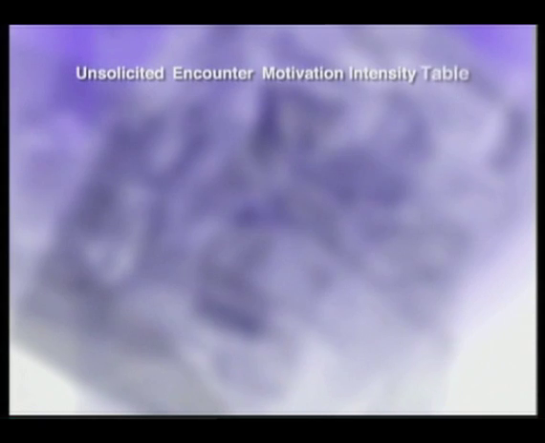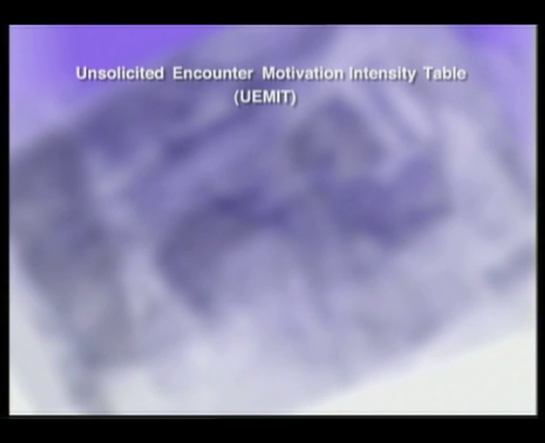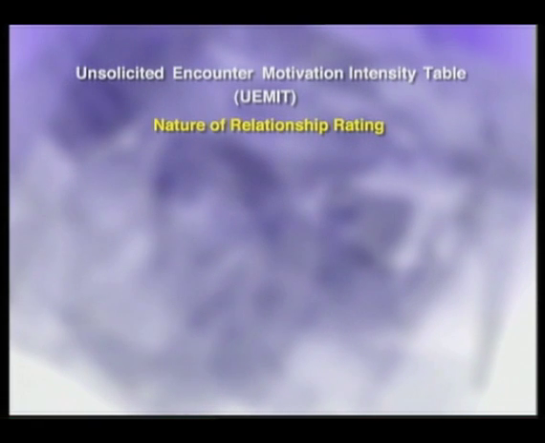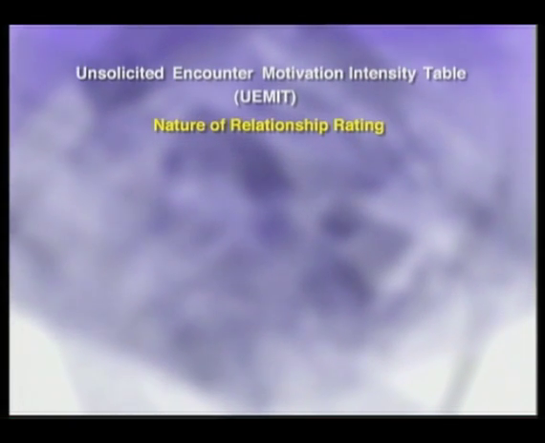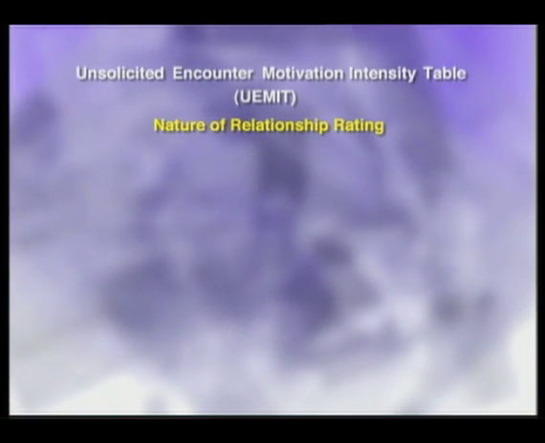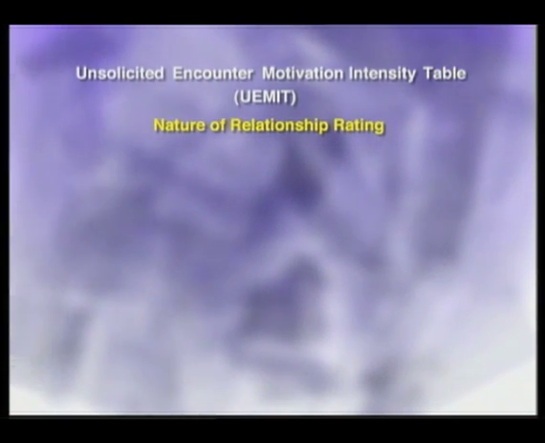Indispensable to the encounter avoidance tactician is the unsolicited encounter motivation intensity table, or what we like to refer to as UMIT. The first factor you must consider when evaluating a potential candidate for unsolicited encounter is the subject's nature of relationship rating. This factor reflects your relationship to the subject and has a great deal of sway over the subject's motivation intensity. The nature of relationship is broken down in the following subcategories.